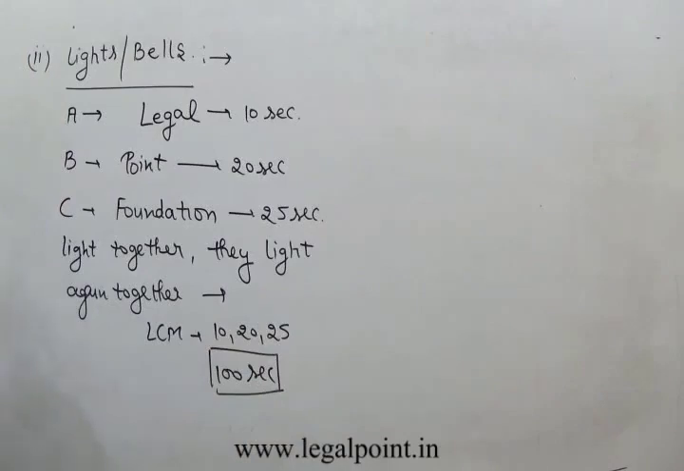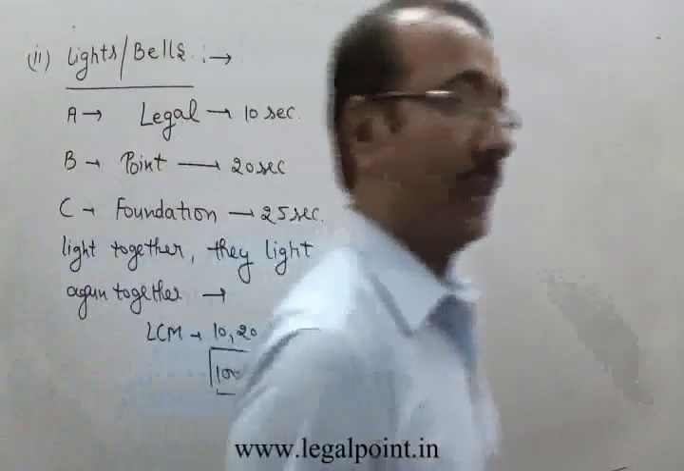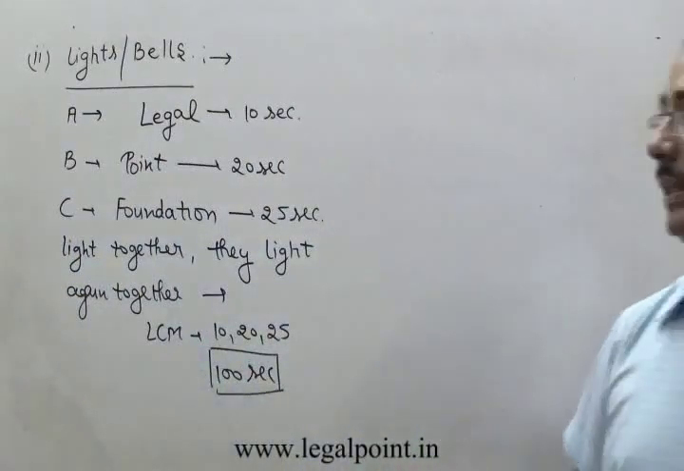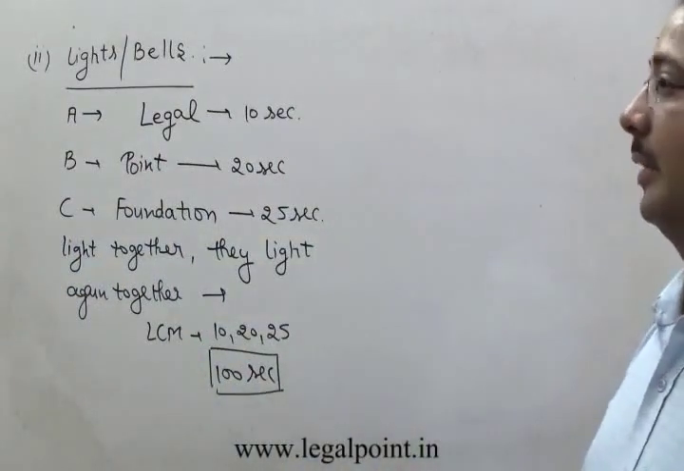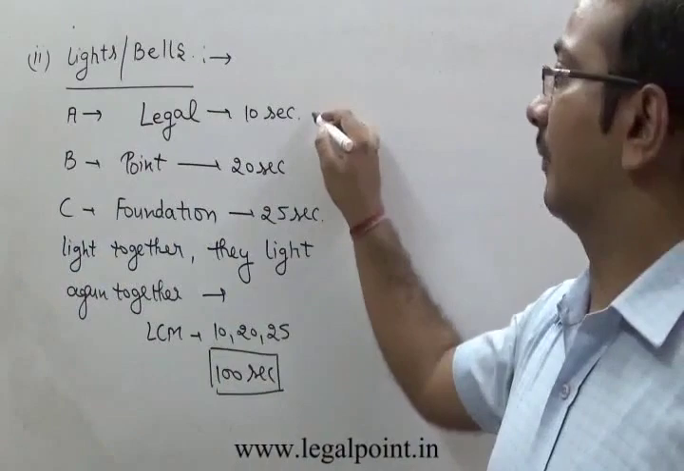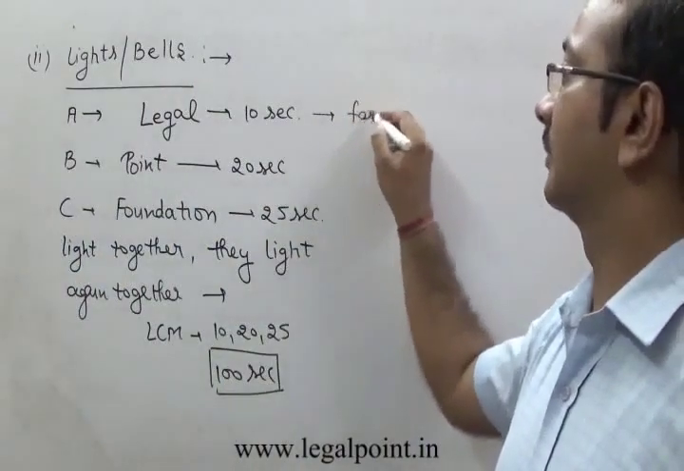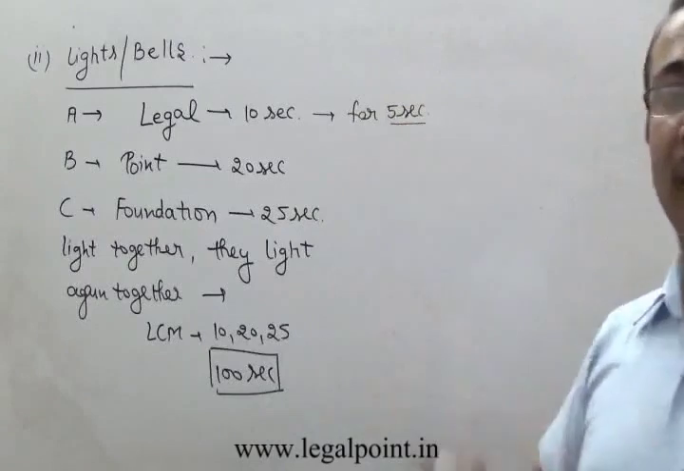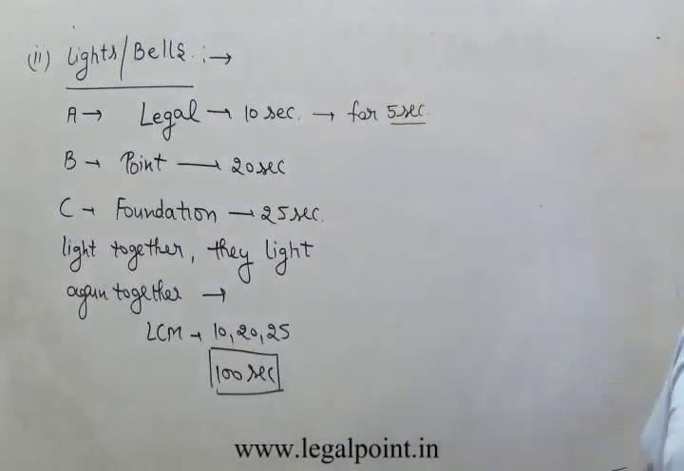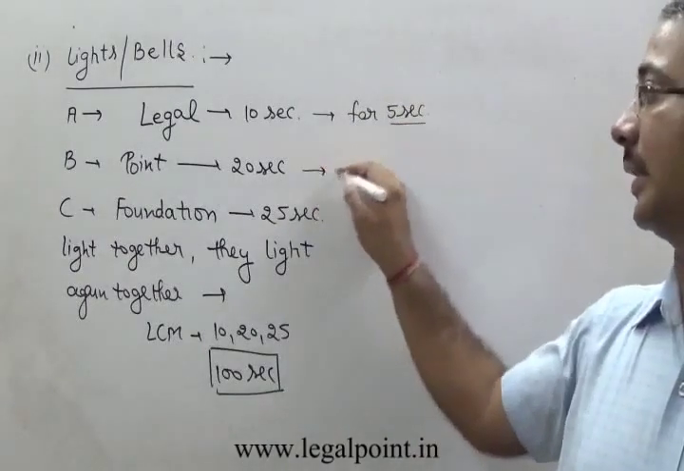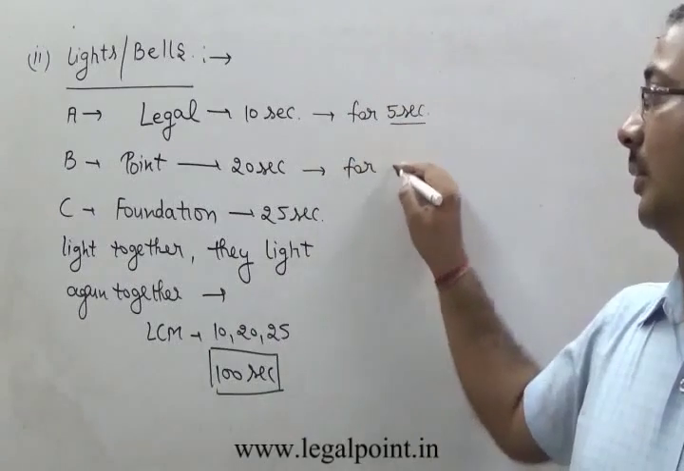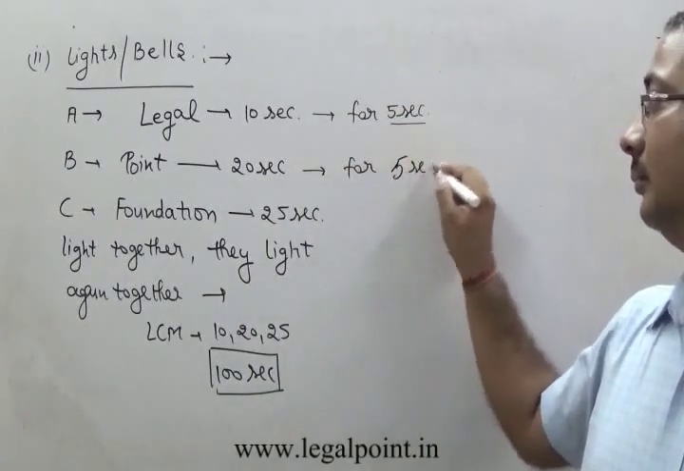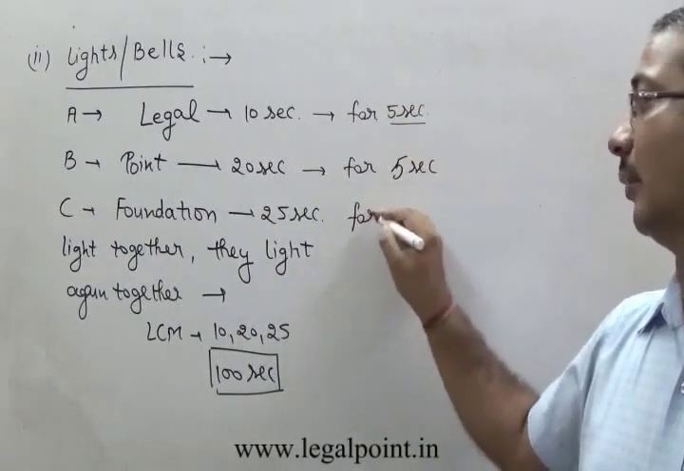In this question, one more variant can be added. Suppose when we consider light A, it is given that it flashes after every 10 seconds. Now it is further added that light A flashes after 10 seconds for 5 seconds. Means once it flashes, the flash will remain for 5 seconds. Similarly, light B, after 20 seconds, it flashes for 5 seconds. Light C, it flashes for 10 seconds.